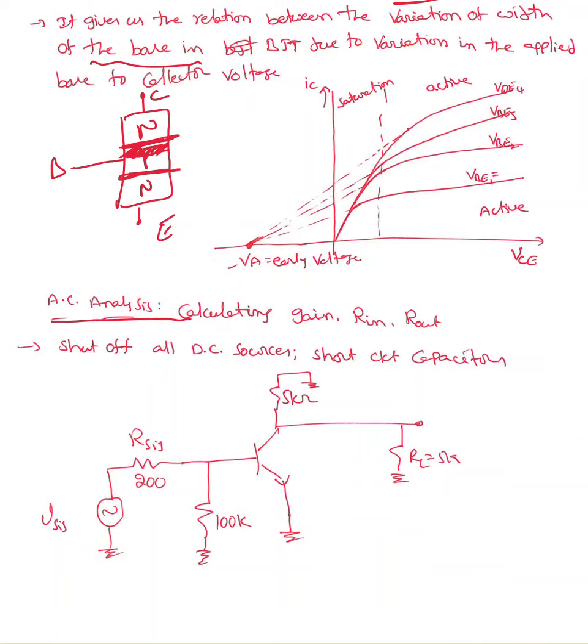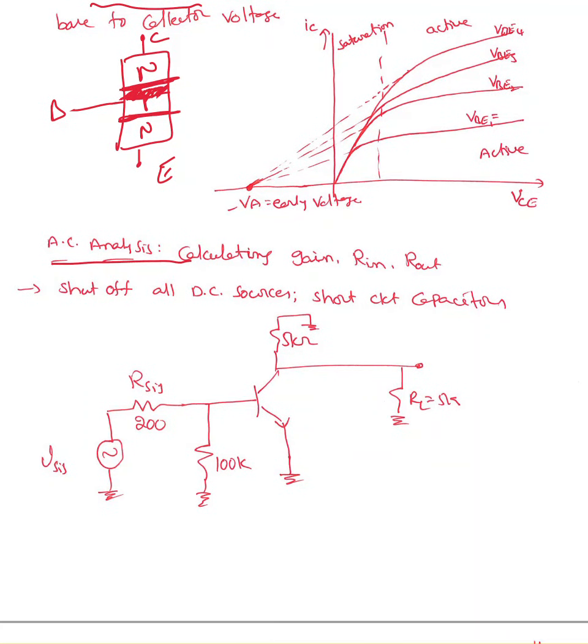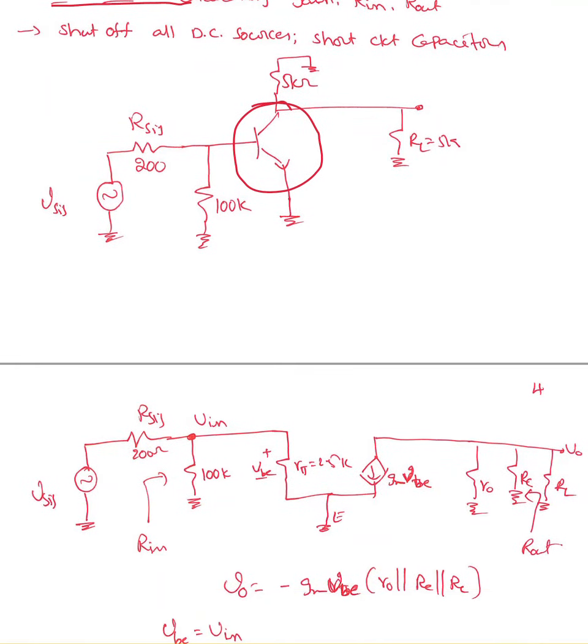While doing AC analysis, replace all DC sources with their internal resistance, and keep the AC sources. So this is what the circuit is going to look like. Now I'm going to replace this transistor with an equivalent circuit. That equivalent circuit is the pi equivalent circuit. So here it is, the pi equivalent circuit.